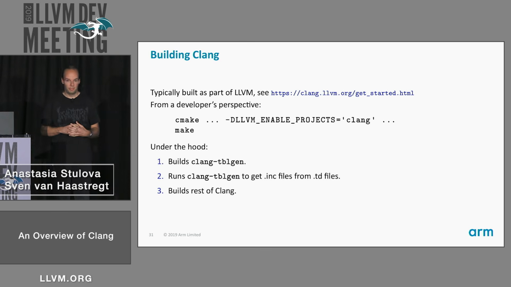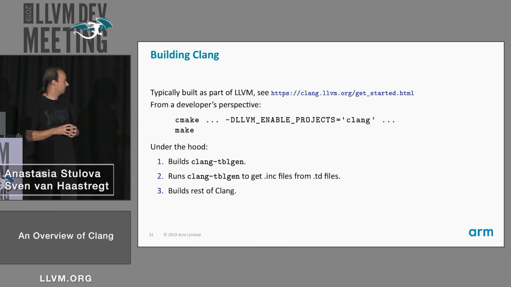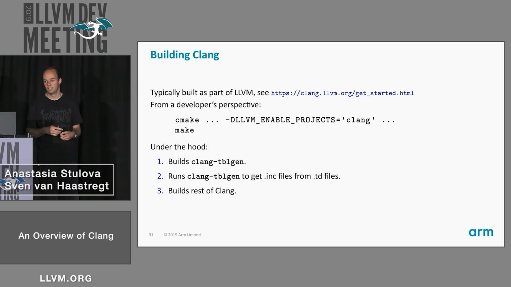What's actually happening under the hood is that it's first going to build Clang TableGen. Then it's going to run Clang TableGen to convert all these magic .td files into some kind of C++ code, so that these include files are then going to be included by the Clang source code. And then it's going to build the rest of Clang, because now that we have all these include files as well, we can just build the entire Clang. So that's what's happening under the hood, and that's mostly of interest if you're ever going to look into doing something with TableGen.